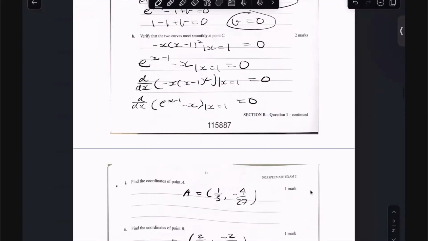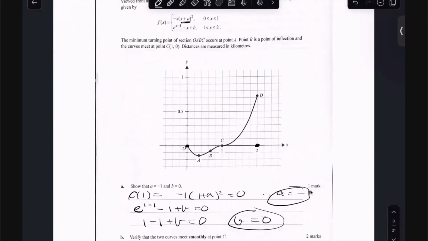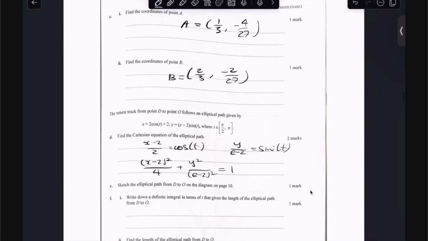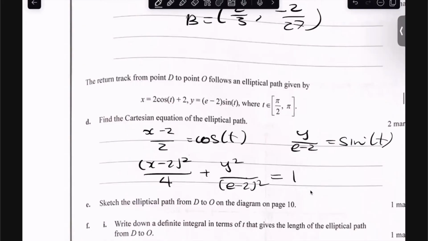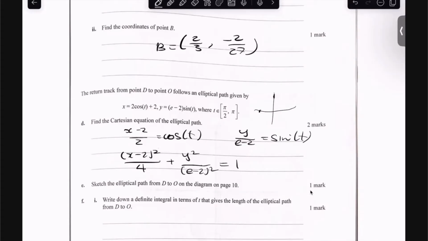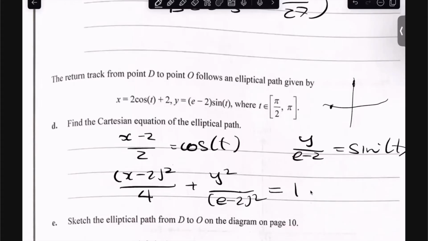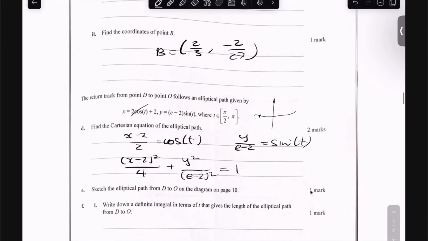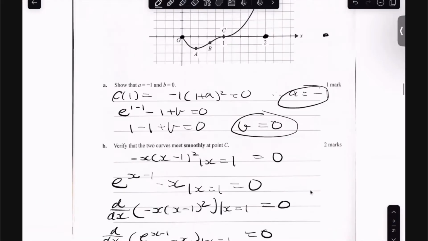Why can't I sketch that? It should be about there. It probably has restrictions then, from pi over 2 to pi. So this only goes from here to here, so it's only negative parts of x. What's your starting and finishing point? Your starting point is pi over 2, which, this is 0, x is equal to 2. I must have made a mistake. What have I done?